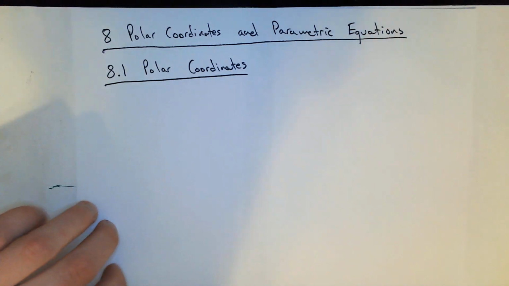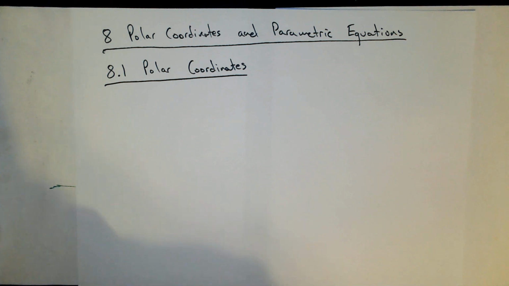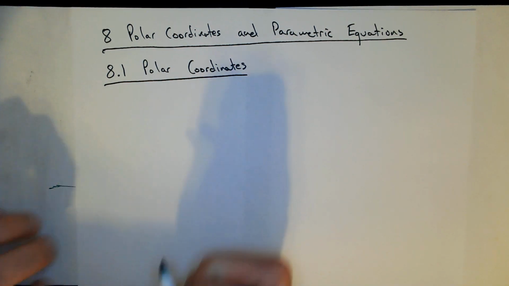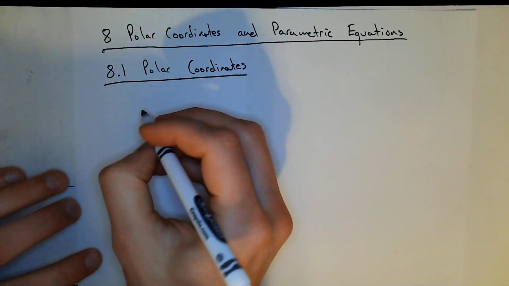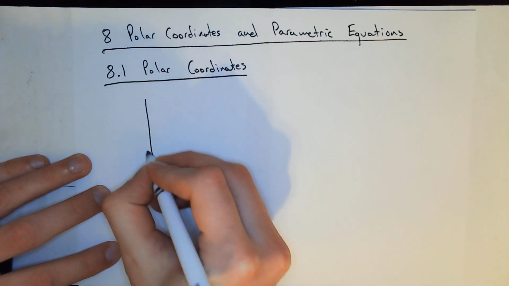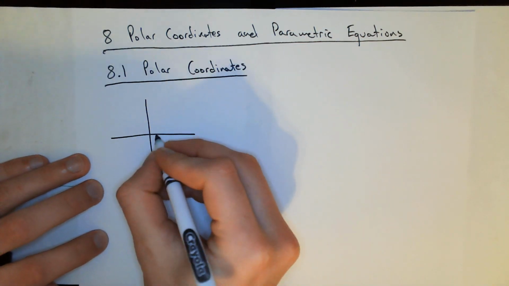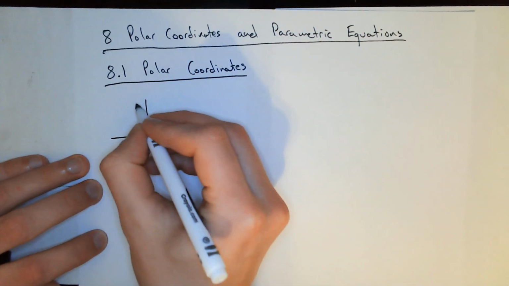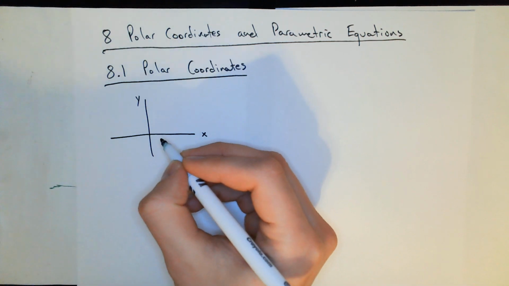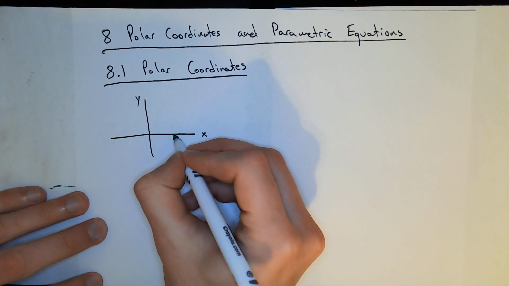Okay, let's get into 8.1, polar coordinates. Like I said, when we want to talk about the position of a number in 2 dimensions, we typically use a coordinate plane with x and y, and we describe its position as some point.